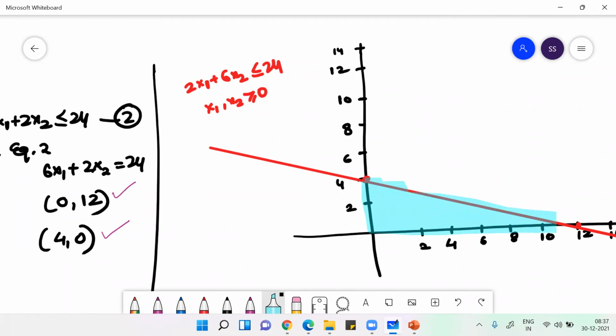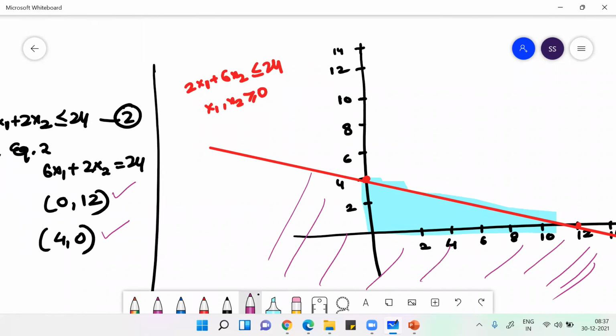Because on this side, either x1 will be negative or x2 will be negative. In the second quadrant, x1 is negative and x2 is positive. In the third quadrant, both are negative. In the fourth quadrant, x1 is positive and x2 is negative. So these cannot be the acceptance region, because x1 and x2 both should be positive. That is what we write as the non-negativity constraint, right? We are trying to bring reality into mathematics, or mathematics into reality.